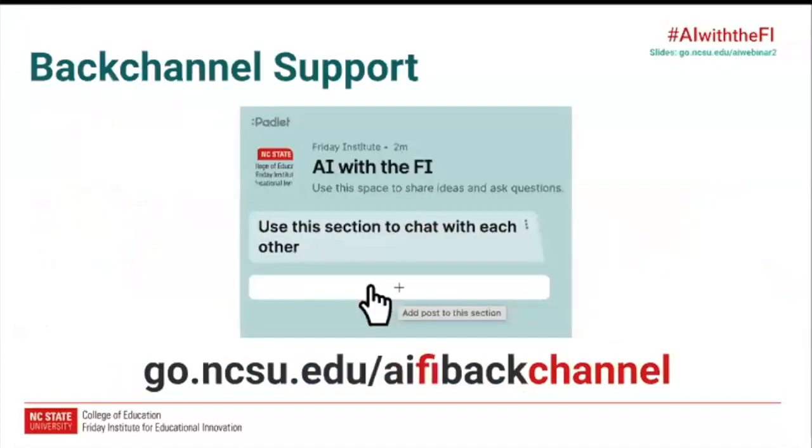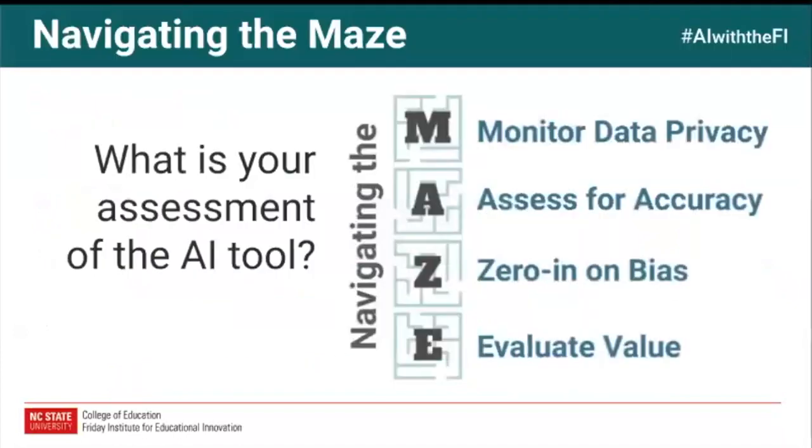Yep, so I'm going to navigate back to that navigating the maze acronym so that, as you look at one or several of those tools, you'll be able to think about, okay, does this tool monitor for data privacy? How do I ensure that? How do I assess for accuracy, zero in on bias, and then evaluate the value of that tool? So hopefully these 4 approaches and strategies will help you as you consider that AI tool that might be of use for you in your classroom space.